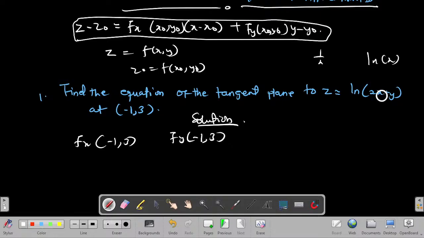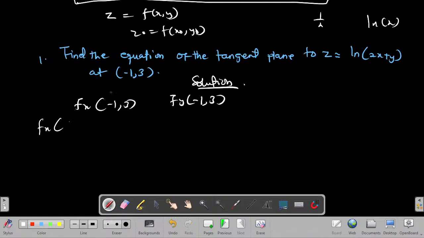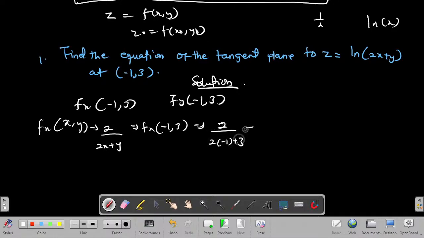Okay. So when you differentiate 2x plus y with respect to x, y is a constant. So that will give me 2. Okay. So my fx of x, y will give me 2 over 2x plus y. Then my fx of negative 1, 3 is 2 over 2 times negative 1 plus 3. And this is what? 2.